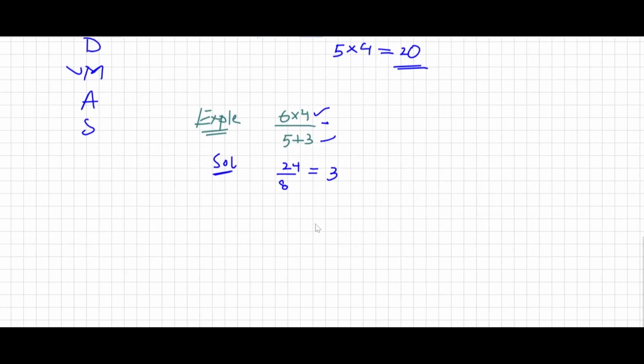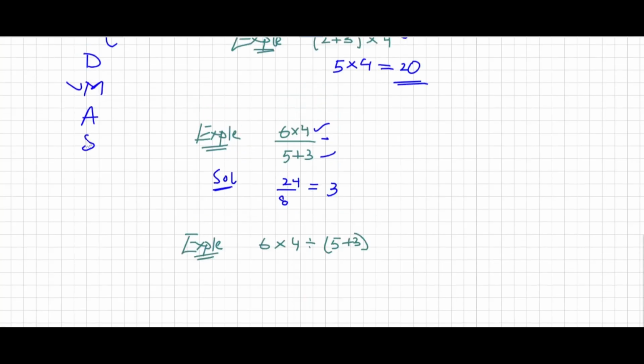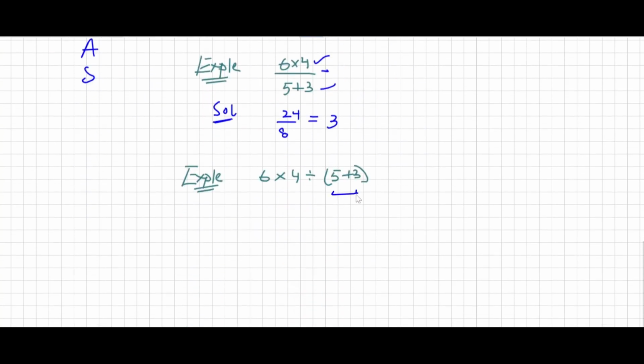So similarly, you can also write the above question like this. Let me correct it: 6 into 4 division, plus 3. So in our rule, B for bracket first. So let's resolve the brackets. 6 into 4 division. When we resolve the brackets, we will get 8.